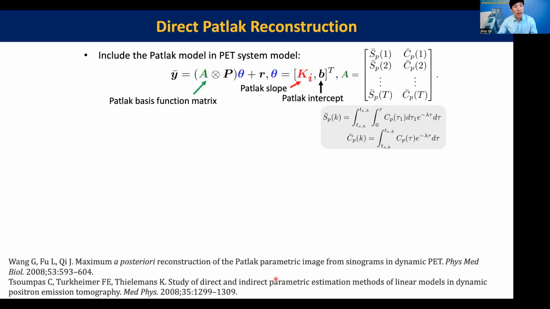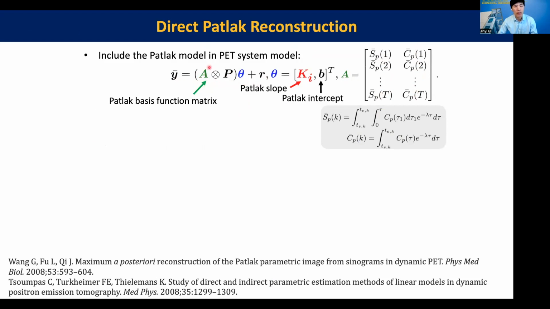Because this model is linear, we can just include this basis function. This linear basis function matrix A essentially has two columns. One column is the blood concentration Cp at all the different time points, and the second is the integral of the blood concentration at the different time points, and we multiply those with the system projection matrix. And then this becomes our imaging model.